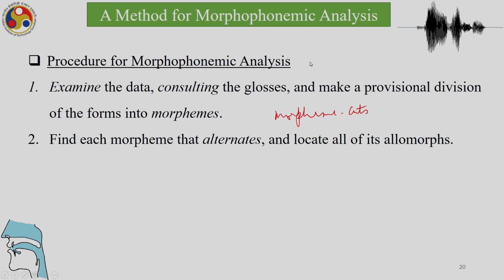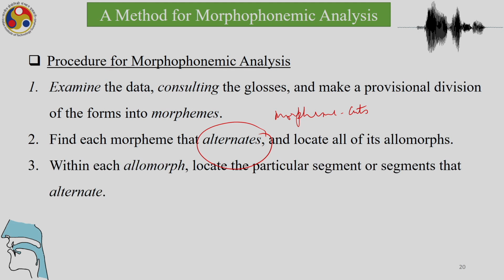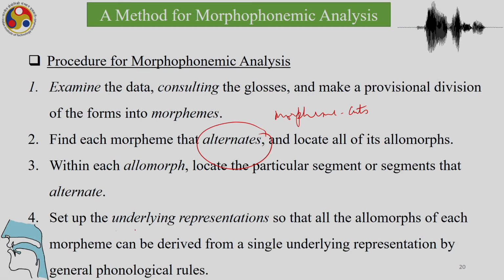And find each morpheme that alternates and locate all of its allomorphs. So also we have to see if there is alternation in the data. And within each allomorph, locate the particular segment or segments that alternate. And once we find the allomorphs, we have to locate the regularity of a process. We have to look at the segments which are alternating. And then we have to set up the underlying representations so that all the allomorphs of each morpheme can be derived from a single underlying representation. Remember, this is like what we did for phonemic analysis, but here this has to be extended to morphemes, to more than one morpheme in a word.